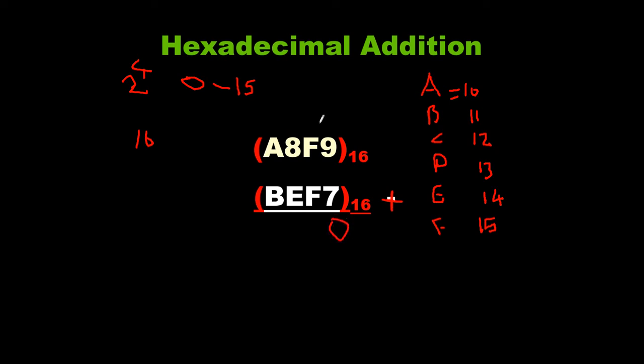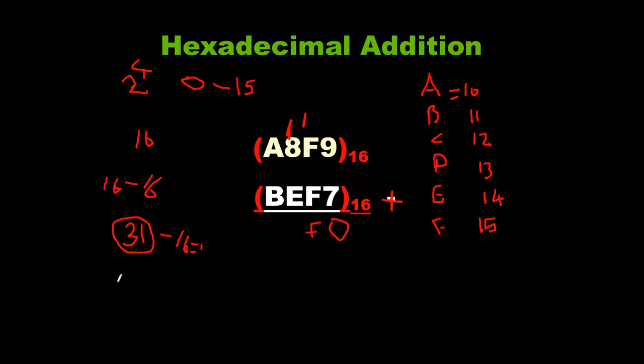Now I have F and F. F is 15. 15 and 15 and 1 is 31. Can I put 31 here? No. I'll subtract 16, the one I'm going to carry here. And what am I left with? 15, which is the F. Now 1 and 8 is 9, and 14 is 23. 23 minus 16, the 16 is this carry, and I'm left with 7.